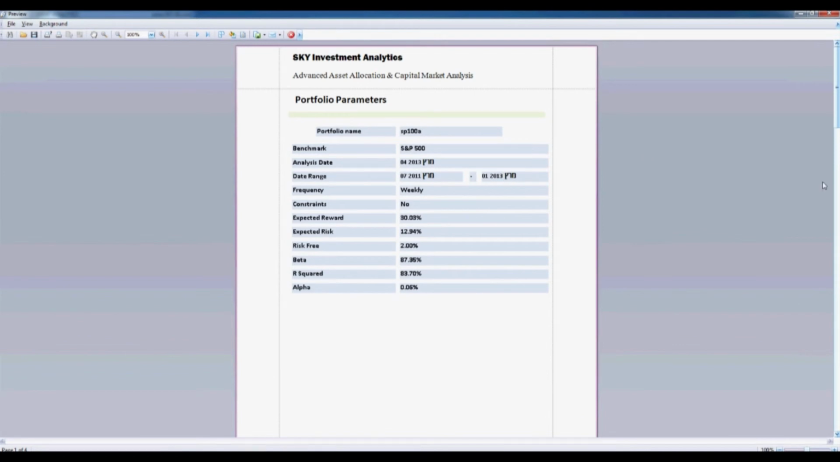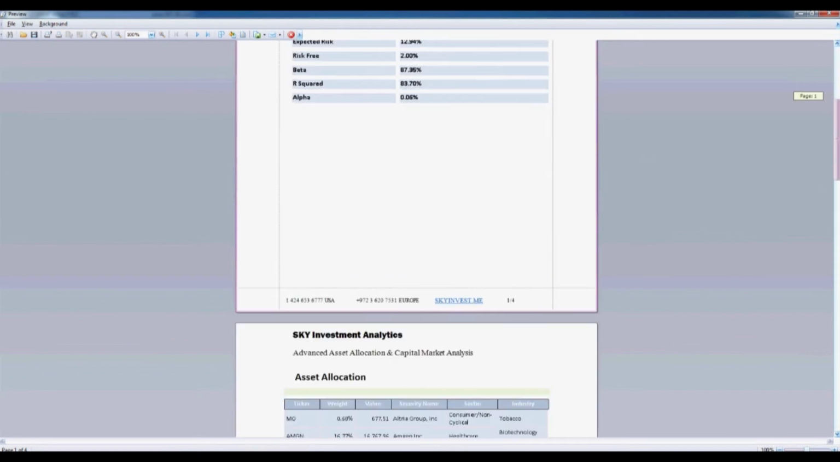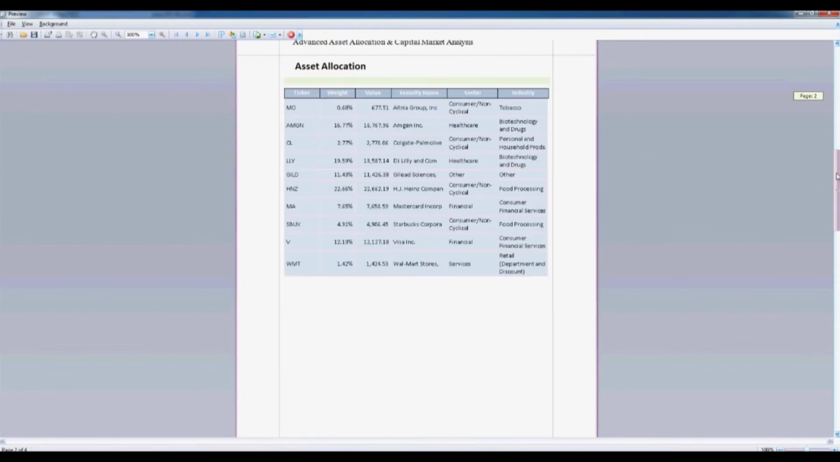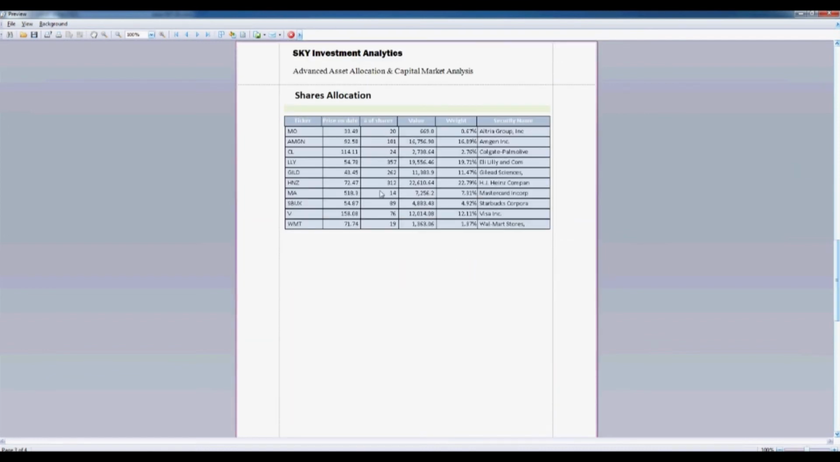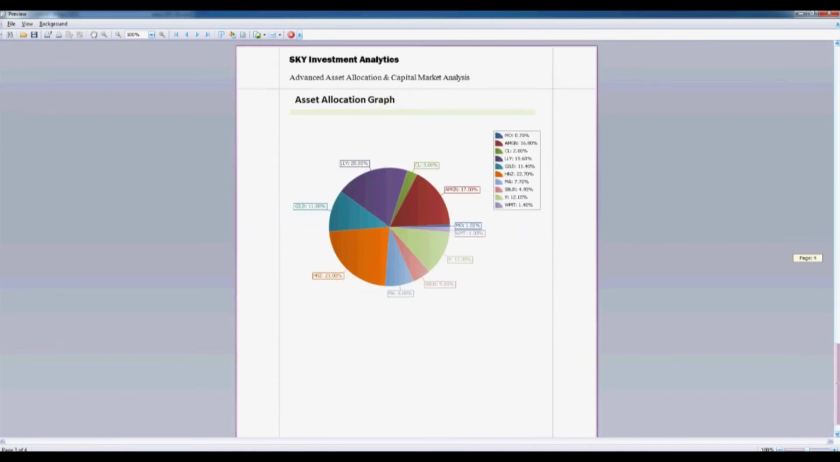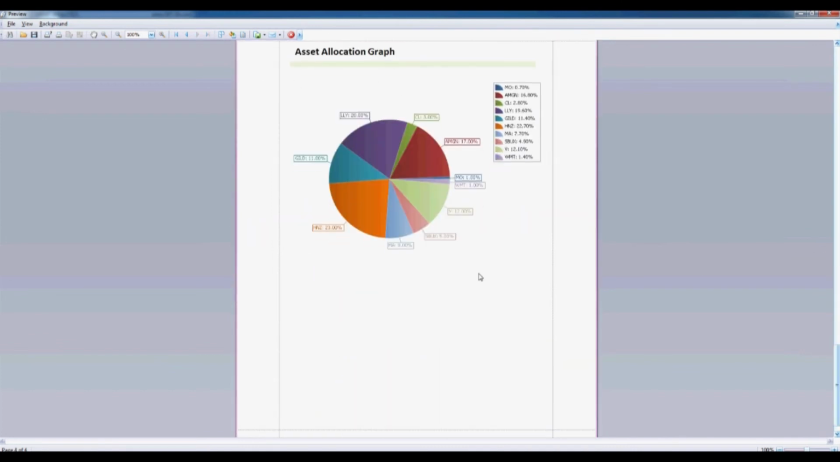And this is in a format, either a PDF format, Excel format. Notice it tells us the asset allocation in weight and value here. And here actually it is also with how many shares to buy of each security. And you get an asset allocation graph.